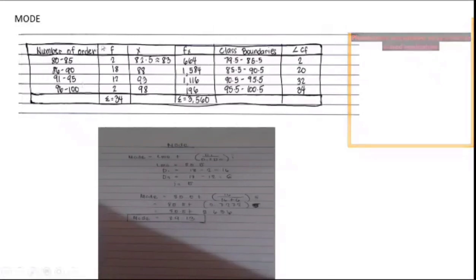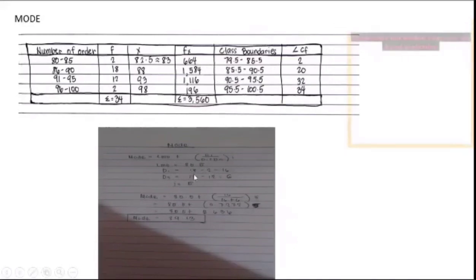So this is our frequency, and then we have to find the highest frequency, which is 18, and then after that is the class mode. After you find the frequency, this line is the modal class. Then after that is to get the given. So our Lmo is 85.5. Why? Because these are our lower class boundaries, 85.5.